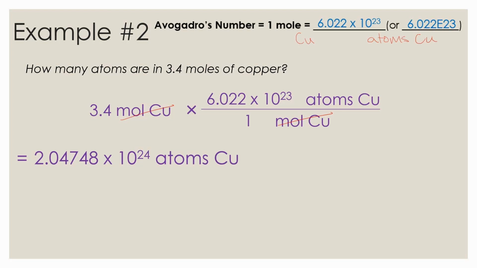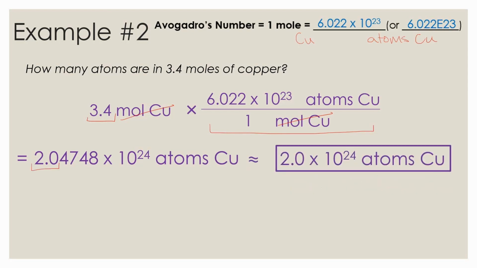Last step, just like always, check for your sig figs. We started with 2. This conversion factor is not going to affect anything, so we should end with 2 sig figs. So we should round this to just 2.0 times 10 to the 24th atoms of copper.